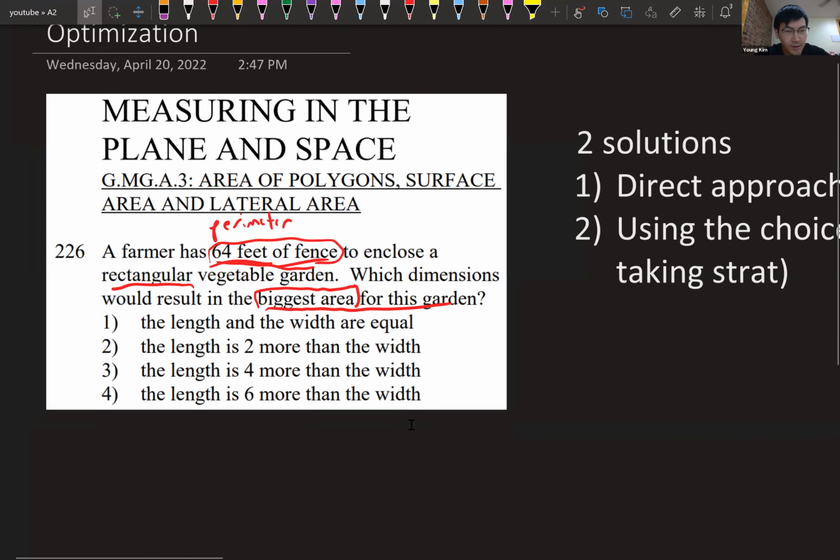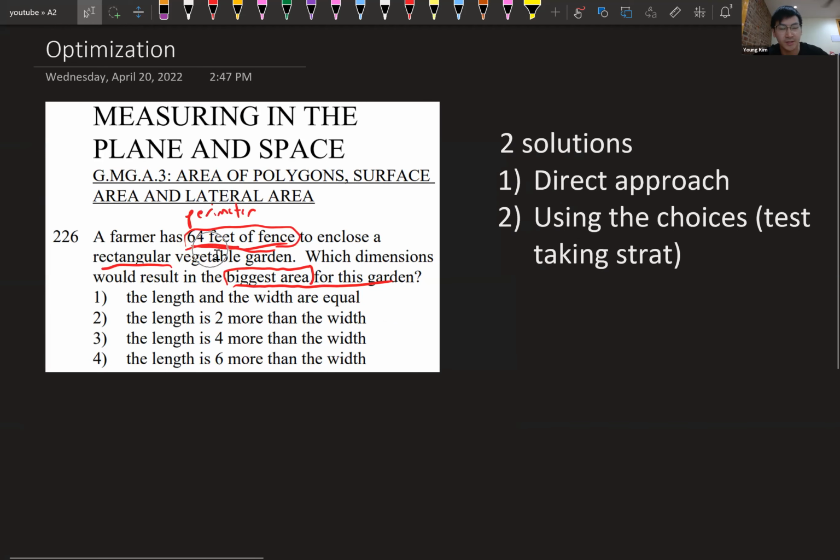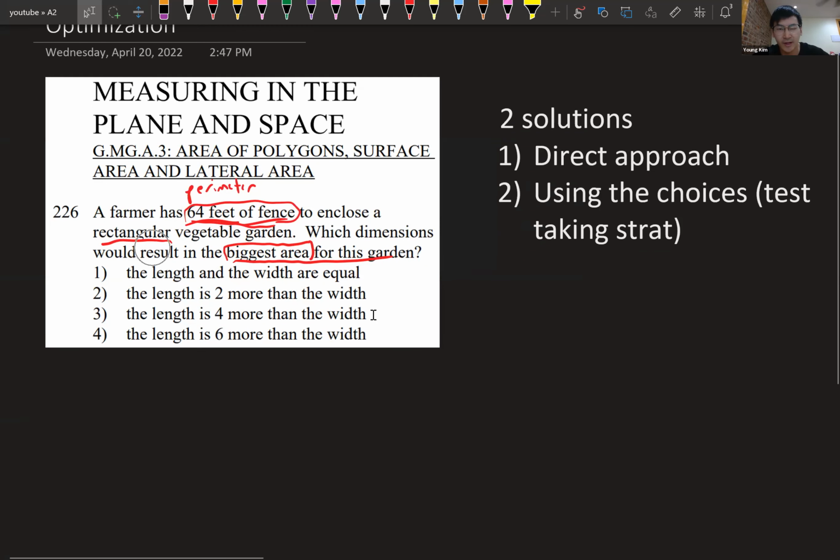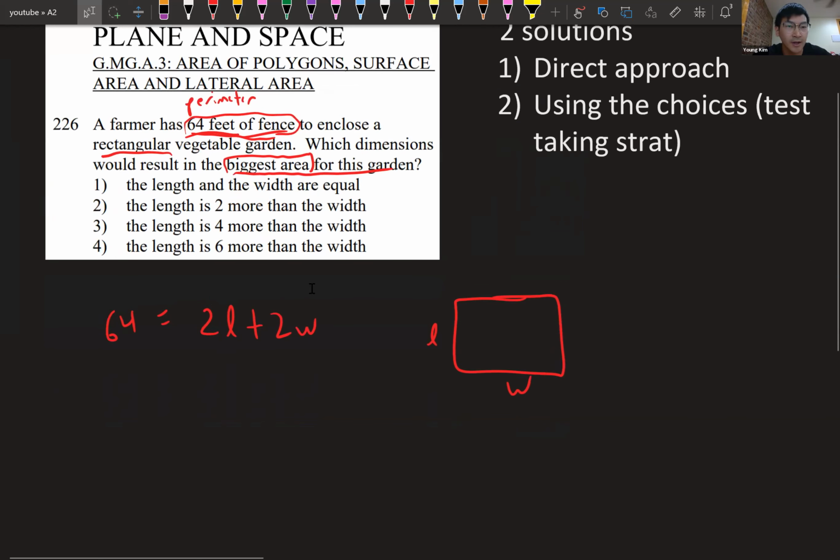So here, if they're saying that the perimeter is 64 and you're talking about a rectangle, that means you can use this equation: 64 is equal to 2L plus 2W, where L and W represent the length and width of your rectangle. Call that L, call that W. Then they're saying that the area, you're trying to maximize that, right? So here we have another equation: area is equal to length times width. And we know that both of these have to hold, with the extra condition that this A value has to be maximized.